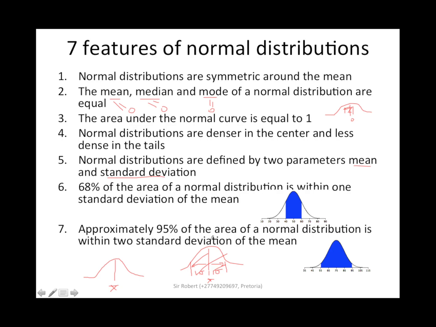Approximately 95% of the area of a normal distribution is within two standard deviations. So it means if we add another standard deviation here and another one here, there are two standard deviations now, and this area is approximately 95%. So those are the properties you should know about the normal distribution.